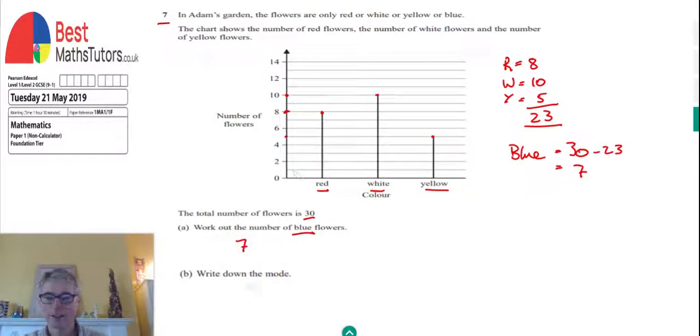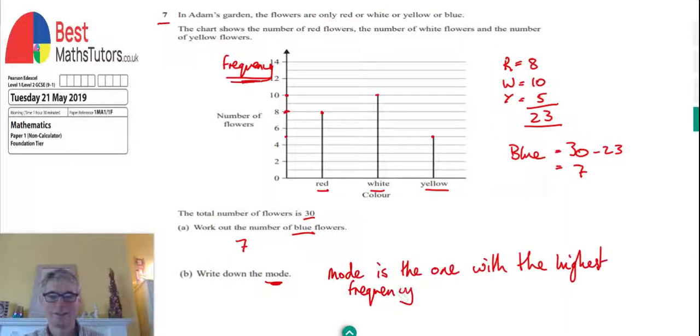And then we're asked to work out what the mode is. So we need to understand that the mode is the colour, in this case, with the highest frequency. So this is the frequency on this axis. The mode is the one with the highest frequency. So we need to look at this graph, and we can see actually the white has got 10, and that's the highest frequency. So the mode is white.